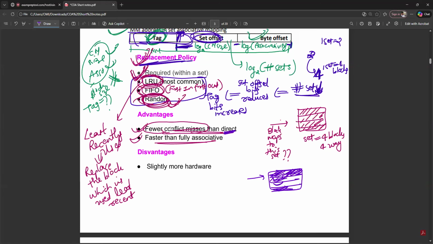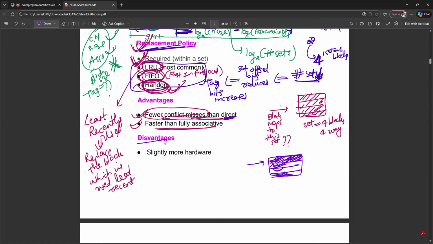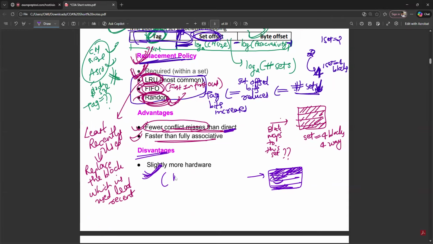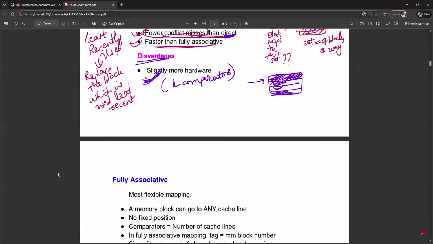What is the disadvantage? It has slightly more hardware, because k comparators are used. You have to compare many things.